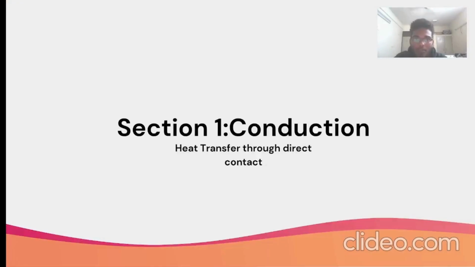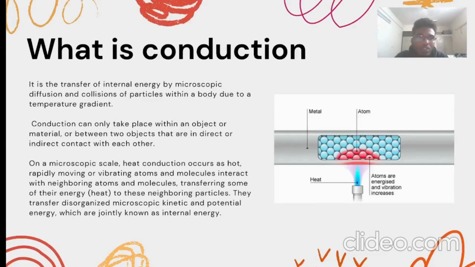So the first we are going to discuss is conduction. It is heat transfer through direct contact. What does it mean? We will discuss. So here is our conduction part. Basically, the internal energy of the microscopic particles is converted into a different form of energy which is transferred from one place to another. That is our heat. Why does this happen? This happens because of the temperature gradient that is created.